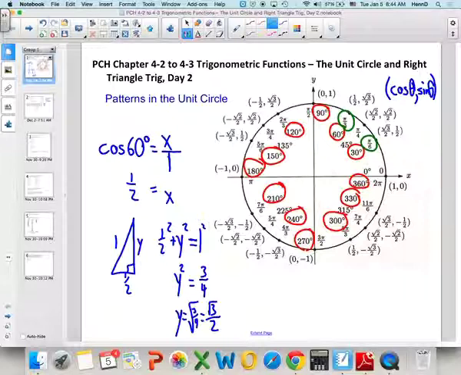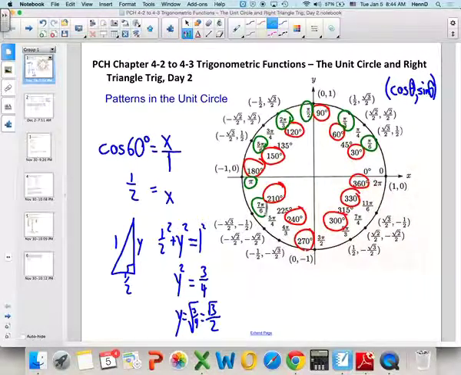Then we count up another pi over 6, so 3 pi over 6. Well, 3 over 6 is a half, so this is pi over 2. Okay? 4 pi over 6. 4/6 is 2/3, so it's 2 pi over 3. Then we have 5 pi over 6. Then we have 6 pi over 6. 6 over 6 is 1, so that's just pi.